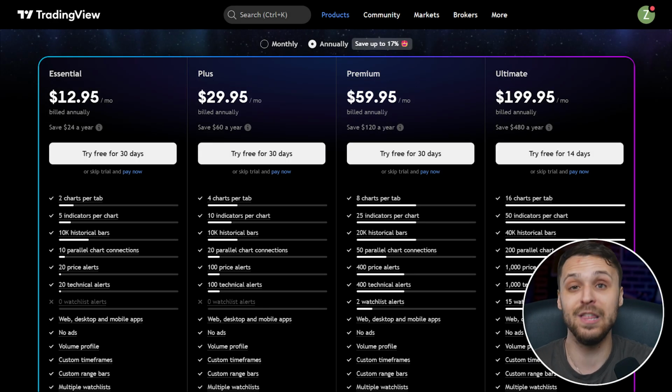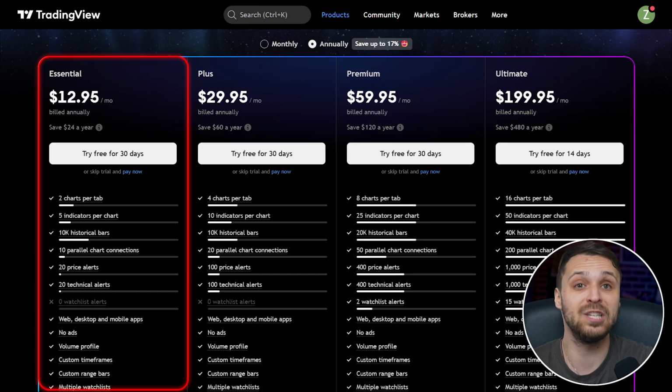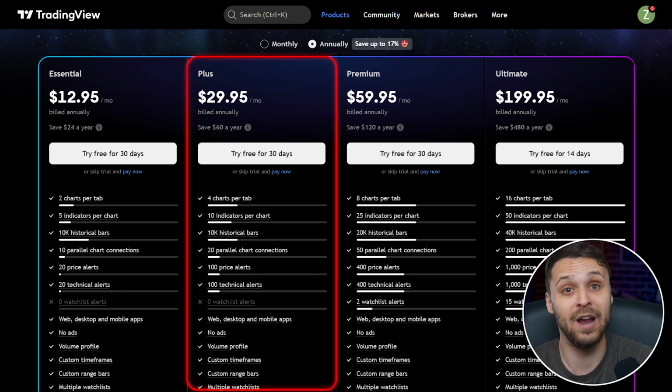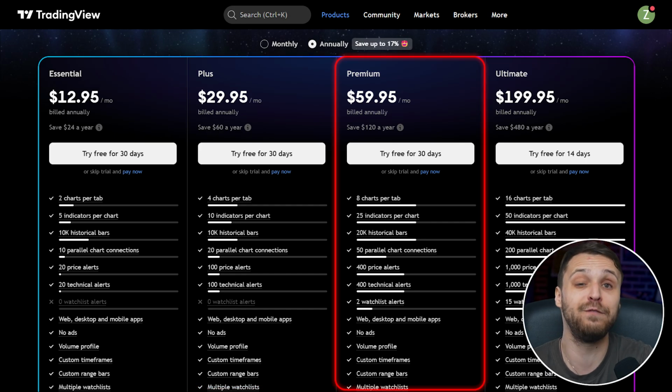TradingView is definitely the budget king here. The Essential plan is $12.95 a month billed yearly. The Plus plan is $29.95, and the Premium plan is $59.95 when billed annually.